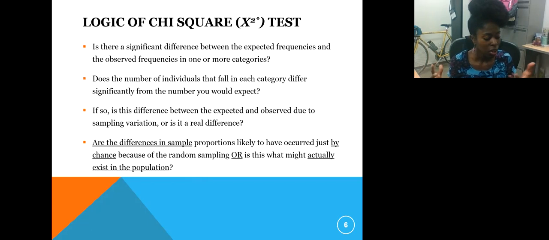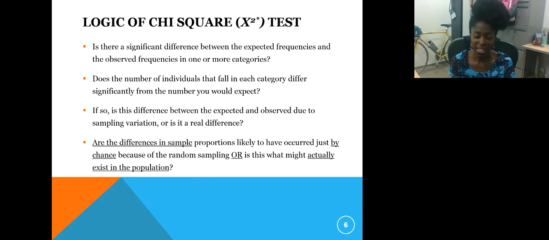Something might have happened, right? This sample might be different from that sample because, maybe we collected this data in rural Georgia, and we collected this data in metropolitan Atlanta, right? Or is it a real difference? Said another way, are the differences in sample proportions likely to have occurred just by chance because of the random sampling, or is that what might actually exist in the population?